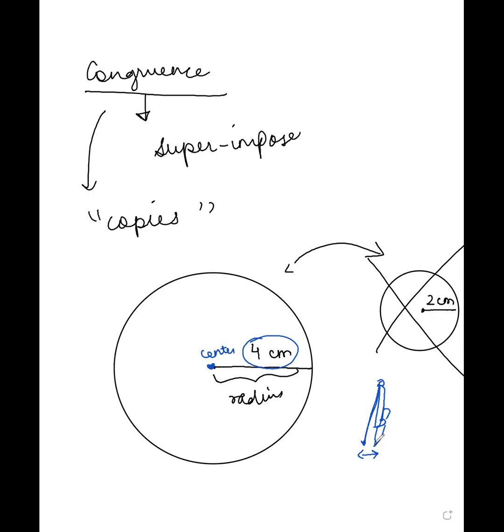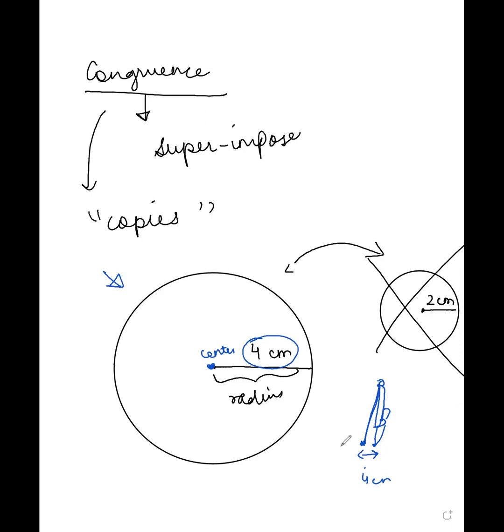Space between the pencil and the needle. You measure it, you make it 4 centimeters. And then you draw a circle, keeping this point constant. So that circle will be congruent to this circle. Yes or no? Yes. Okay.